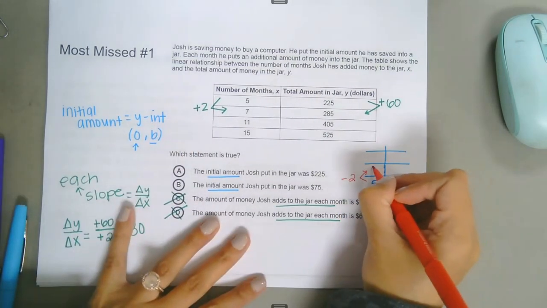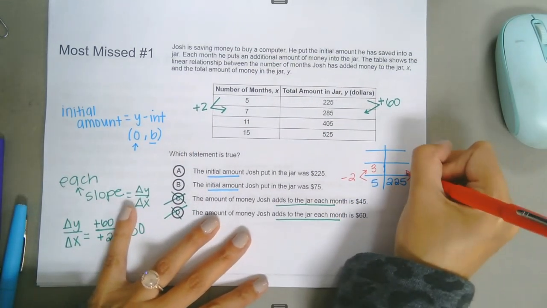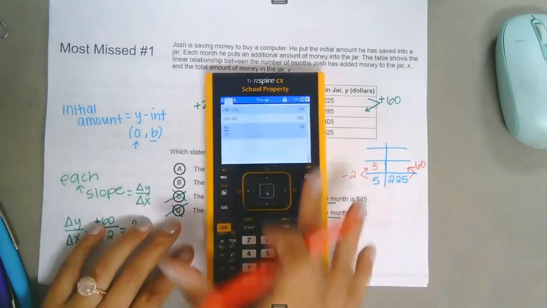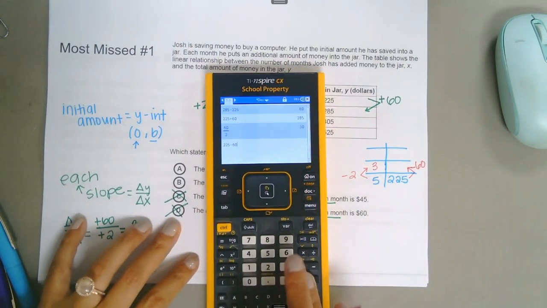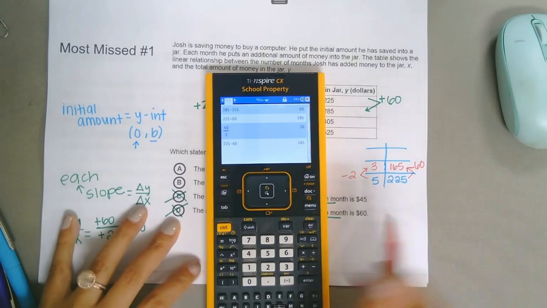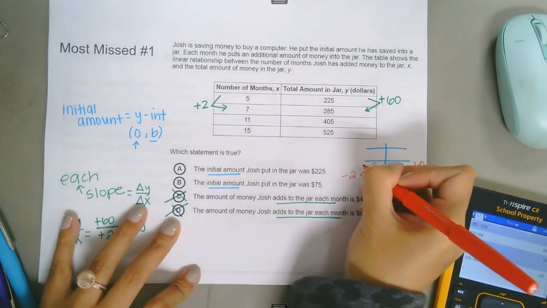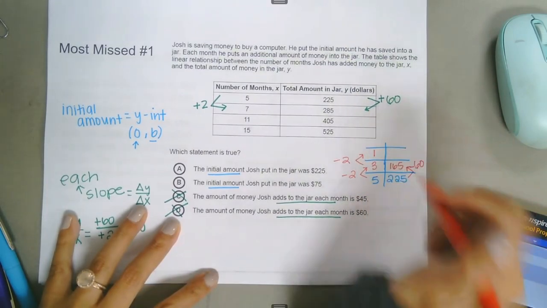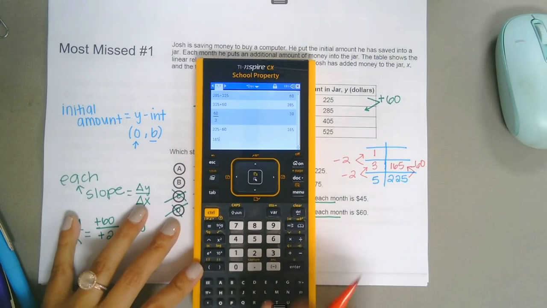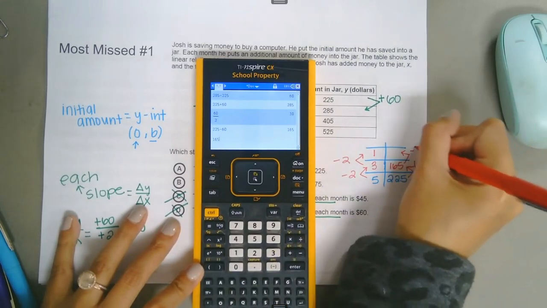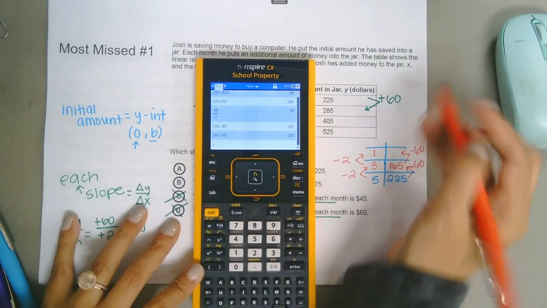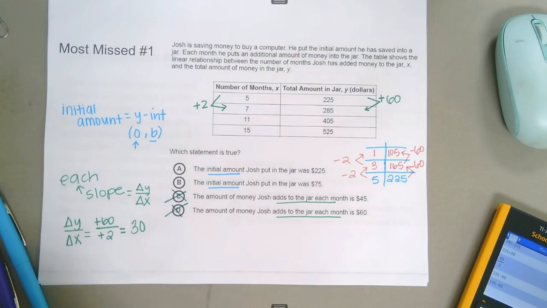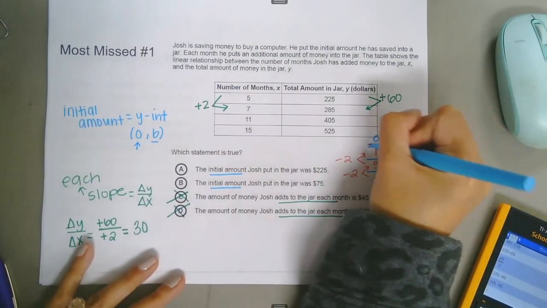5 minus 2 is 3. On the y side, instead of adding 60, I'm going to subtract 60. 225 minus 60 gives me 165. Still not at 0, so I'm going to go again. Minus 2. 3 minus 2 is 1. 165, and I'm going to do minus 60 again. That gives me 105.